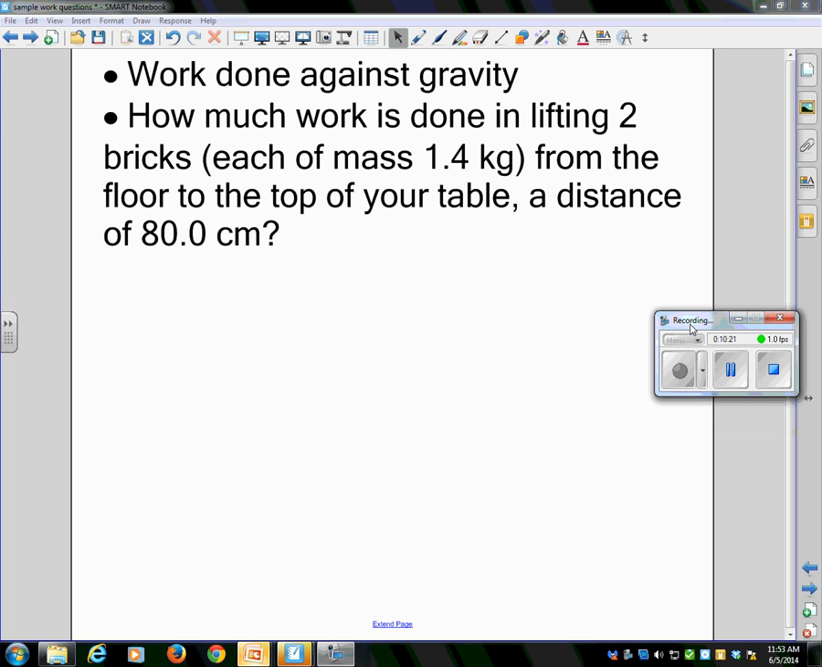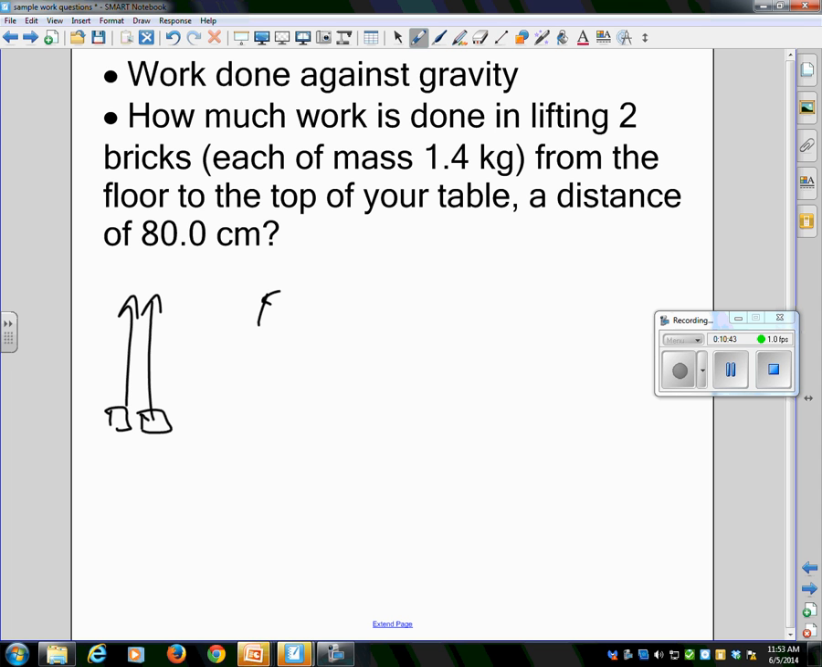How much work is done in lifting 2 bricks, each of mass 1.4 kilograms, from the floor to the top of your table, which is a distance of 80 centimeters? So we're lifting 2 bricks. Does it matter if I do them one at a time or together? No. The 2 bricks will have the same gravitational potential energy at the end.